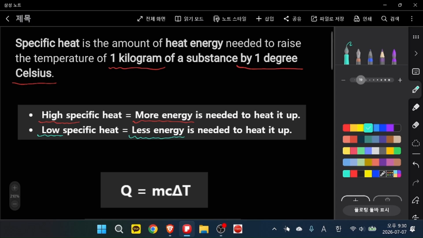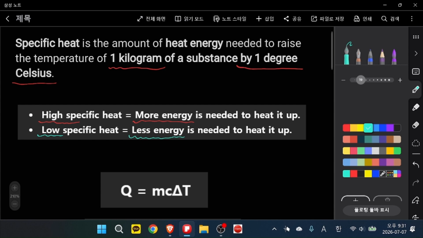During the summer, the land becomes hot much faster than the ocean. Why? Because water has a high specific heat. It takes a lot of heat energy to increase the temperature of water. So the ocean warms up slowly.